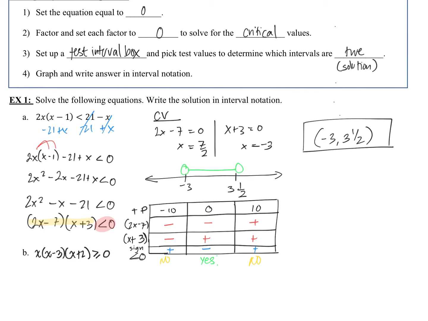So one thing to note, I am looking to see that you use the table for checking your answers. So please make sure that you use a table when you're checking your answers. And that is something I will be grading for.